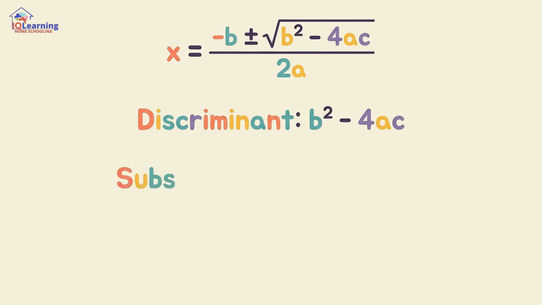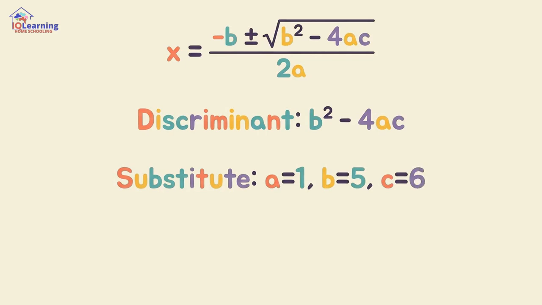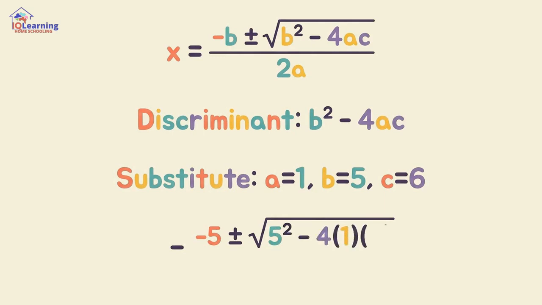Now let's substitute our values carefully. Wherever we see b, we replace it with 5. Wherever we see a, we replace it with 1. Wherever we see c, we replace it with 6. That gives us x equals negative 5 plus or minus the square root of 5 squared minus 4 times 1 times 6 all over 2 times 1.